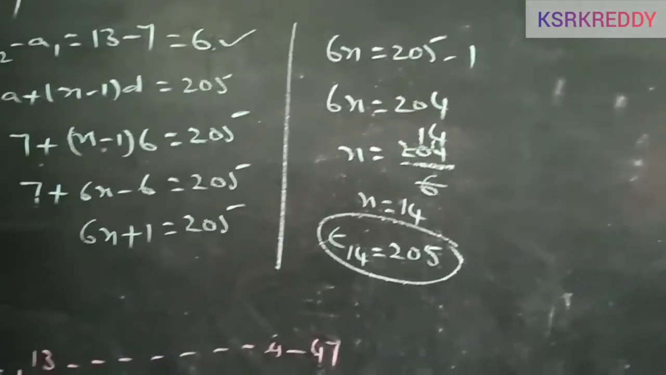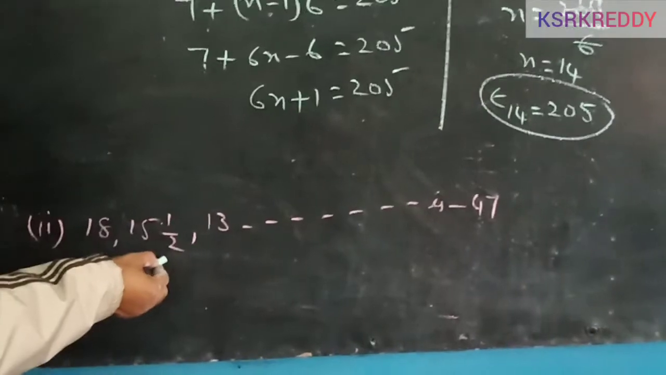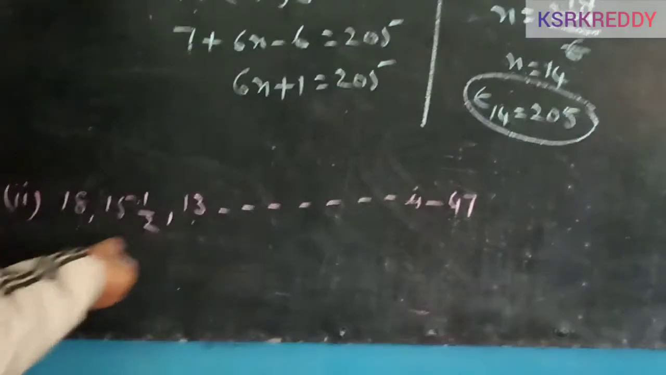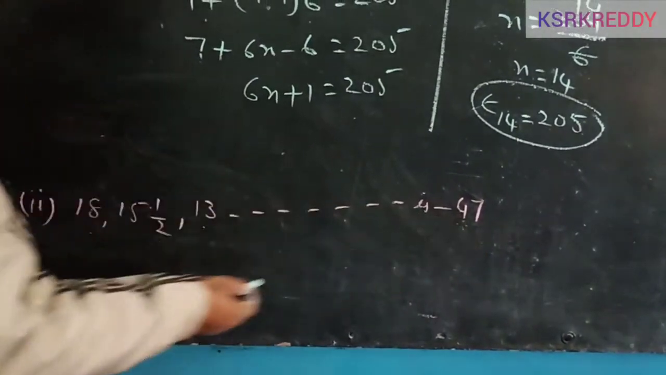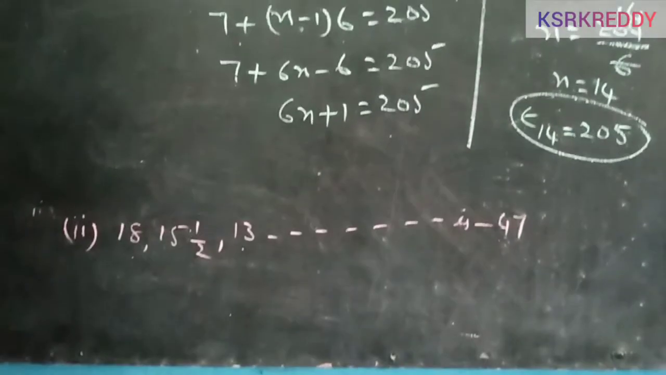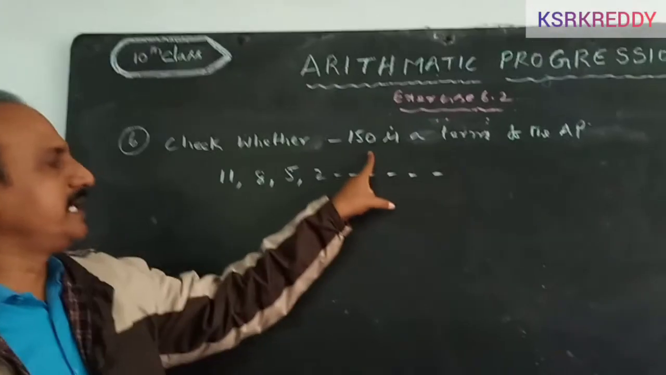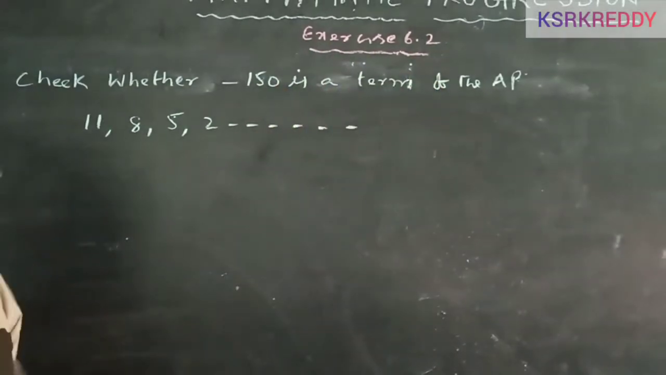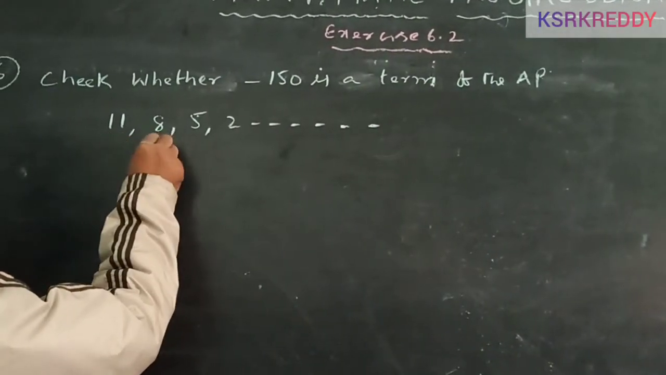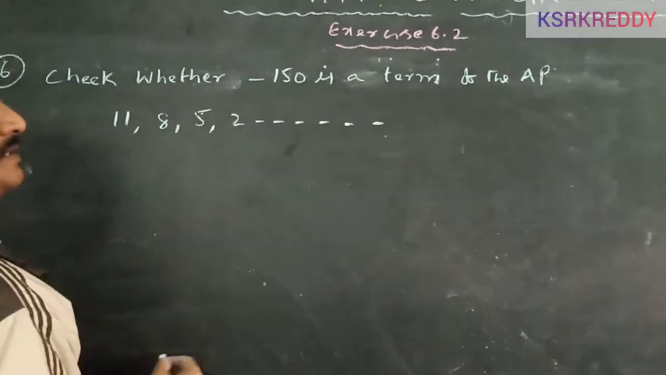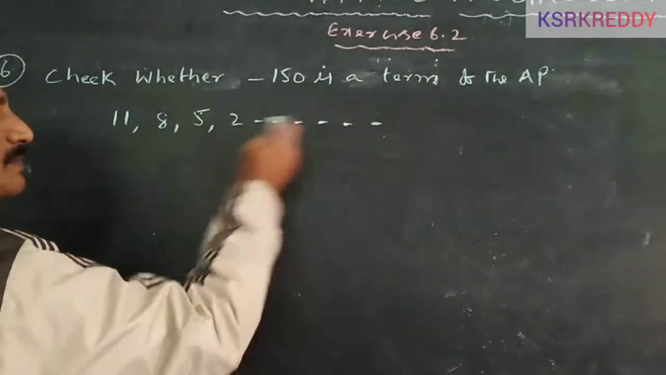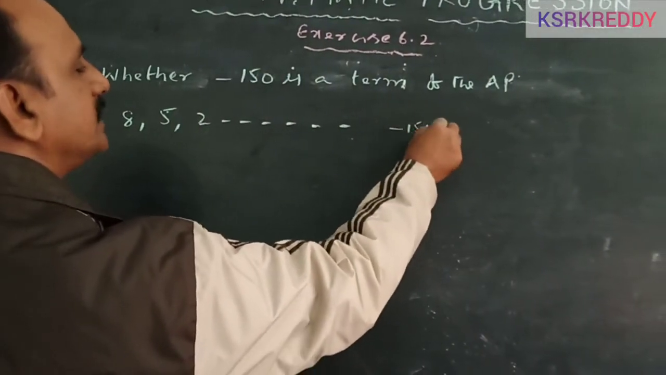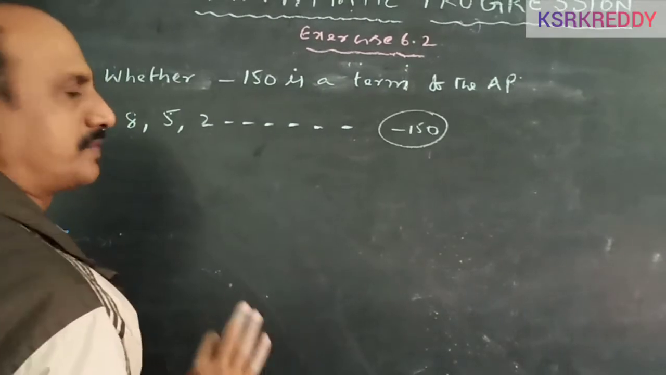And the same model: 18, 15 and a half, 13, and so on, 1 by 2 is the second term, 13 is the third term. Which term is minus 47? Same model, try it. Next: minus 150 is a term of the AP 11, 8, 5, 2 and so on. Minus 150 is a term of this progression. Find out. Here we take minus 150 as the term we assume.